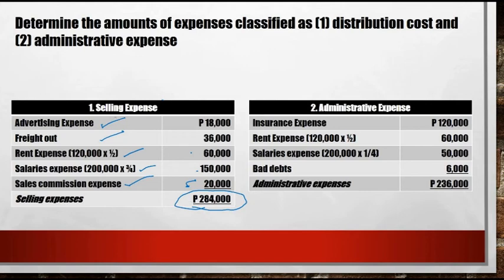While, pagdating doon sa number 3, administrative expense, ang makikita mo, ito si insurance. Yung kalahati ng rent expense, di ba? So, pag pinagsama mo yung dalawang rent expense, babalik ka pa rin doon sa 120,000. Si salaries, babalik ka rin sa 200,000 kasi 150 and then 50. Si bad debt ay part ni administrative expense. So, ang total administrative expense is 236,000 pesos.